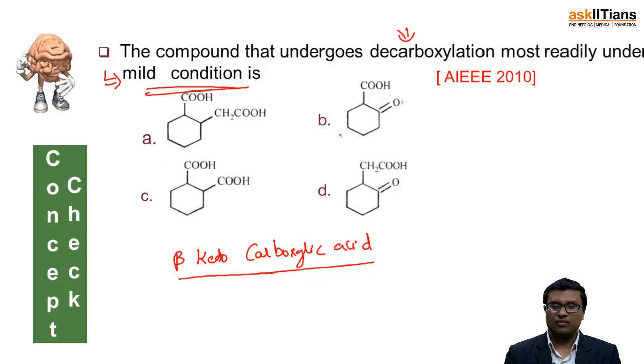For example, which of these is the beta keto carboxylic acid? Your B is your beta keto carboxylic acid. So hence B is the right answer. This compound B undergoes decarboxylation most readily. Remember, under mild conditions. This undergoes decarboxylation under mild conditions only. So the answer is B.